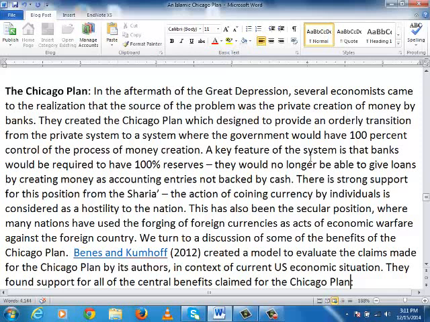Then suddenly somebody had the idea that, look, this mortgage is an income stream. The man has promised to pay $1,000 a month for the next 30 months. So this promise I can take and I can sell to somebody.